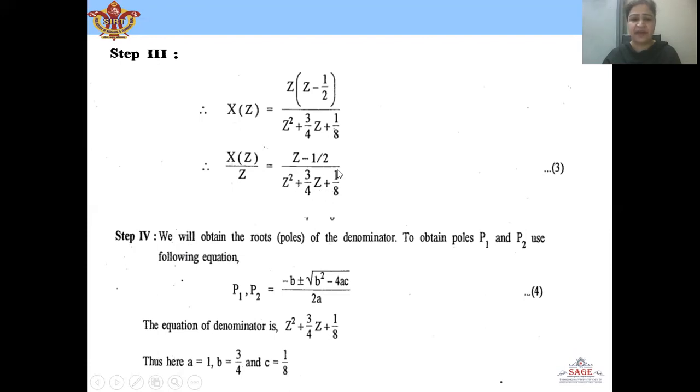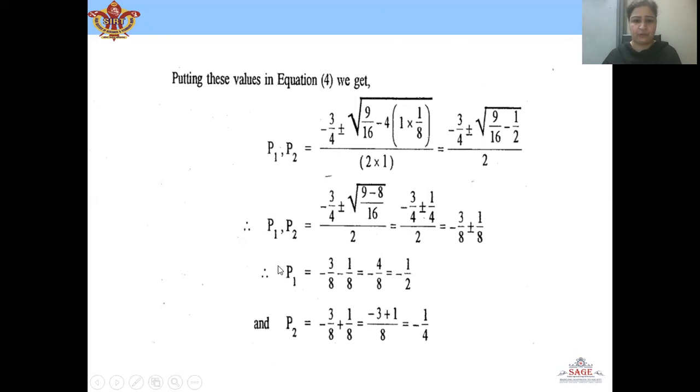That means we will find the roots of the denominator. To obtain the roots p1 and p2, which are also known as the poles, we will use the solution of the quadratic equation, where p1, p2 can be calculated by this formula. After solving, we will get the roots p1 and p2. Here we have used the formula for finding the roots of the quadratic polynomial.